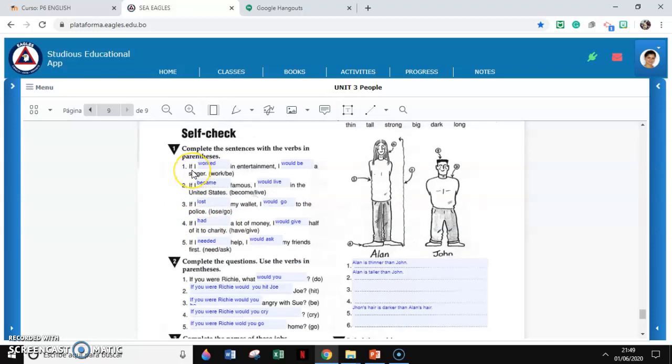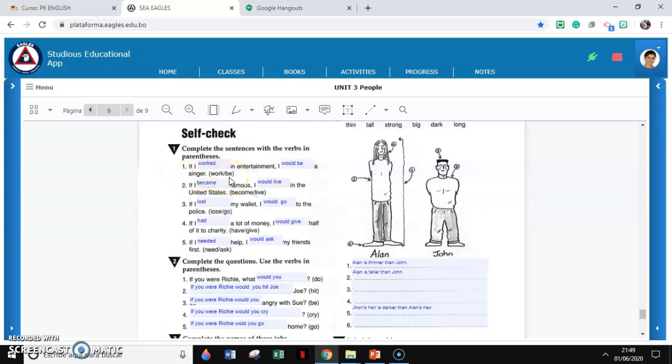So in exercise 1, it says complete the sentences with the verbs in parentheses, right? So what you need to do is first read the question and analyze. What we've been looking at in Unit 3 is the first conditional and the second conditional. And we also looked at comparative adjectives, right? So in exercise 1, it says, if I worked in entertainment, I would be a singer, right? So I have an if clause.